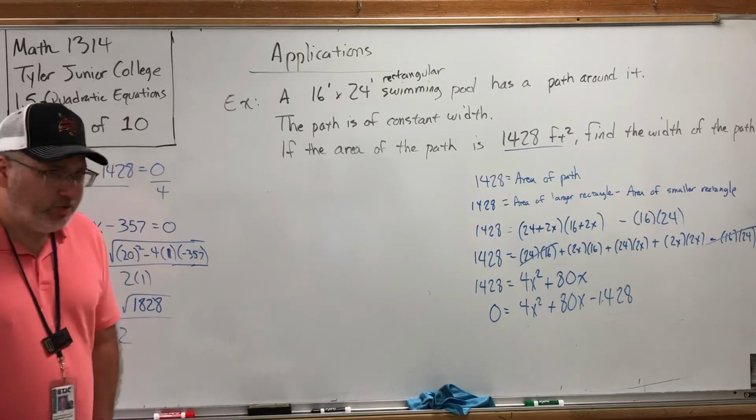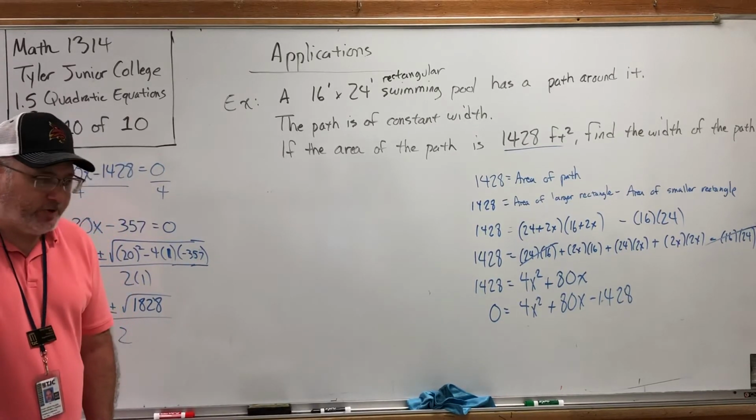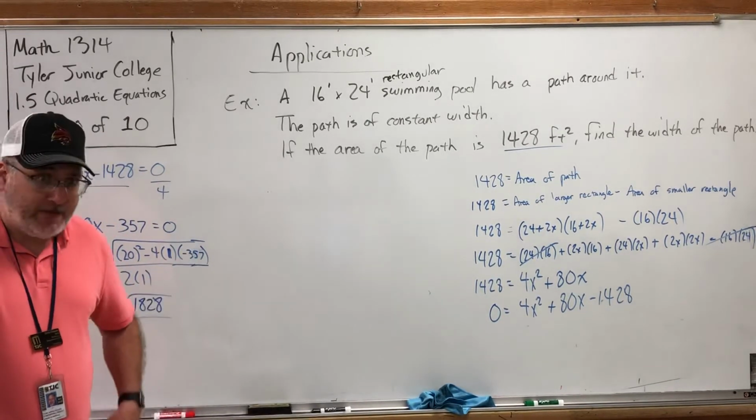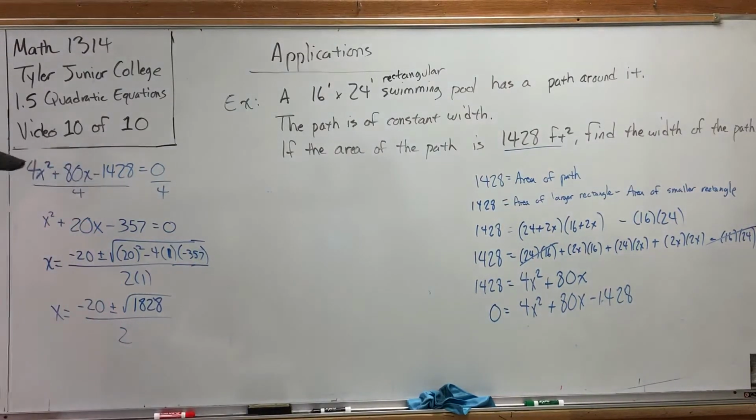But if I'm building that swimming pool, well, the pool's already built. If I'm constructing the path around it, and somebody gives me an answer like this to tell me how wide the path is, I'd look at them like they're an idiot. I know what the width of the path is. What is it? Negative 20 plus or minus the square root of 1,828 all over 2. You're fired. How am I supposed to measure that out?